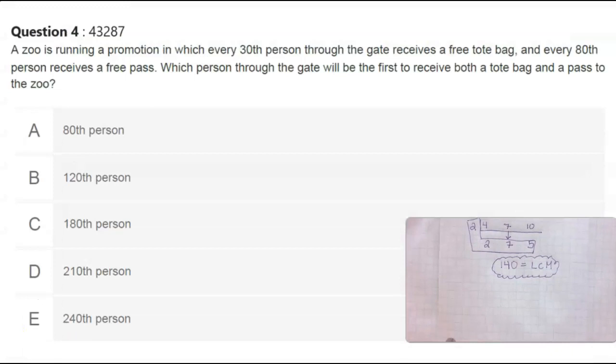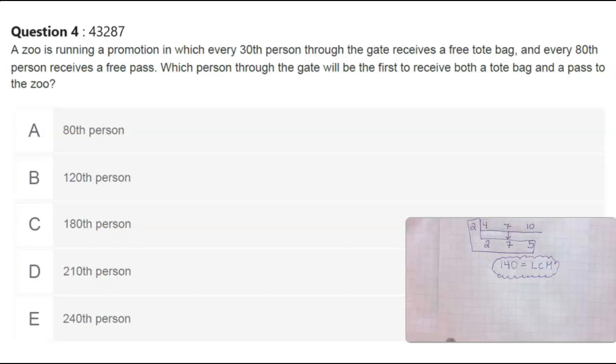So we can tell we're doing least common multiple for all of them. In this case, let's look at some keywords. A zoo is running a promotion in which every 30th person through the gate receives a free tote bag. So that means the 30th person is getting one, the 60th, the 90th, the 120th, they are all getting it. The 80th person receives a free pass. So that means if you're number 80, 160, 240, those people are getting the free pass. Eventually, someone will get both, right? So eventually someone's going to get both.